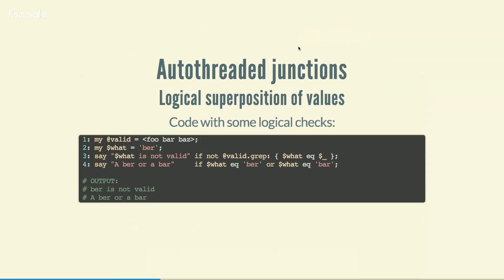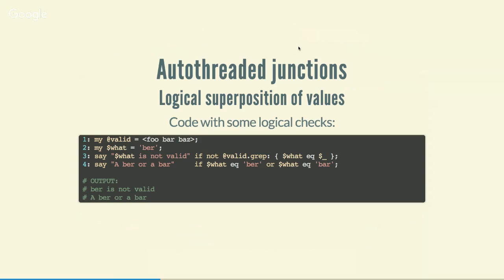Now, junctions. A junction is a logical superposition of values. Here we have just regular code with some logical checks. We have an array with some valid values. We got something from the user, and we want to check if that something is actually valid. And then on line number 4, we just check it against a couple of values.